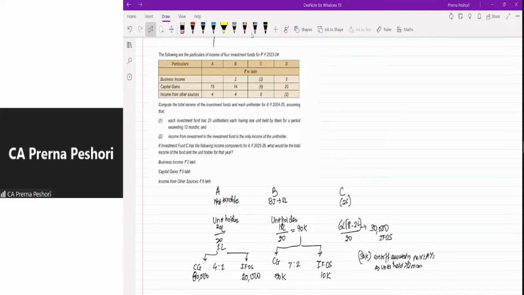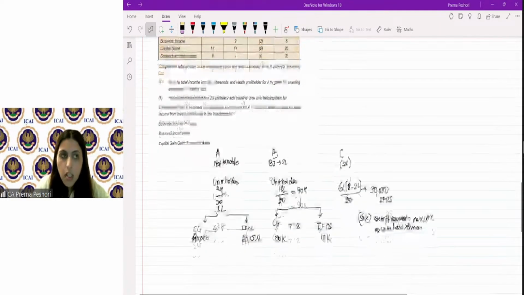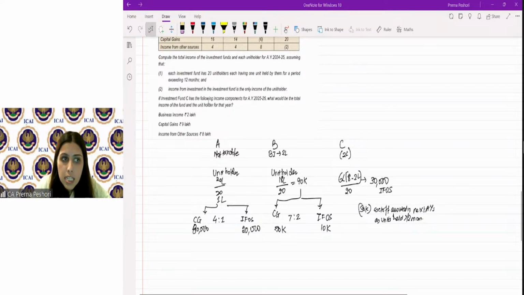But while you are distributing the income, you will distribute after setting off the business loss. The capital loss, any which ways, cannot be set off against the other source. Now it says if the investment fund C has the following income components for AY 25-26, what would be the total income? Now against the business income of 2 lakh in the next year, right? Now this business income of 2 lakh, since you have already set off against the income from other sources in the current year, this business income of 2 lakh will not be set off by the fund in the next year. Are we getting that?